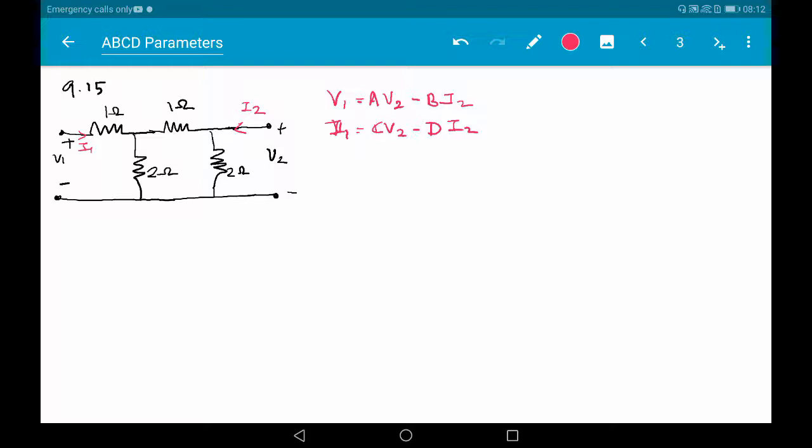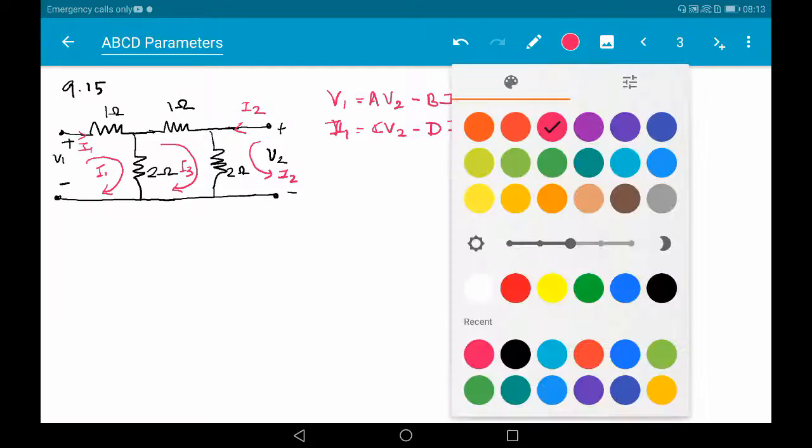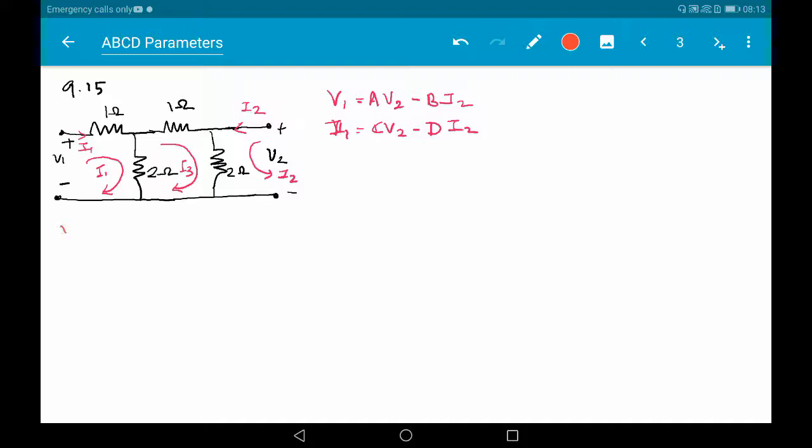Here in this problem, you can see that I1 is the mesh current in the first mesh and I2 is the second mesh current. Now we have to assume a third mesh current I3. Okay, the current in mesh 3 is I3. Now write the mesh 1 equation.